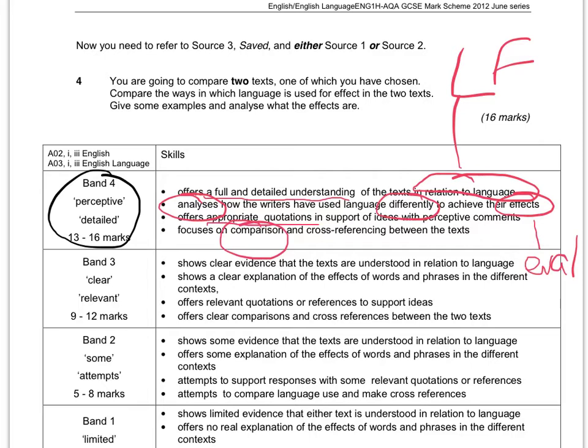So you're juggling a lot of balls with a question like this, so let's get straight on and have a look at an A-star full mark response to this.